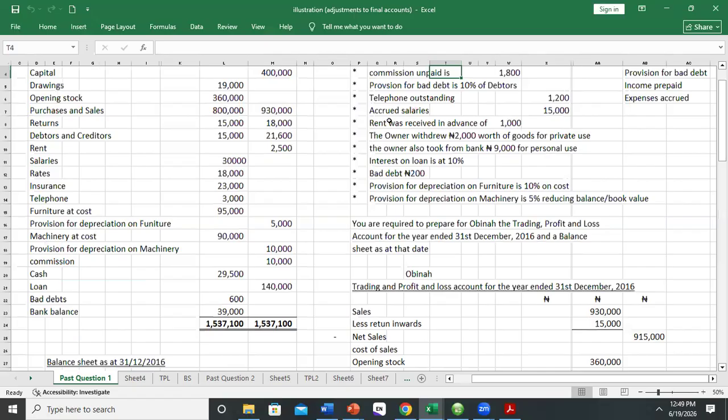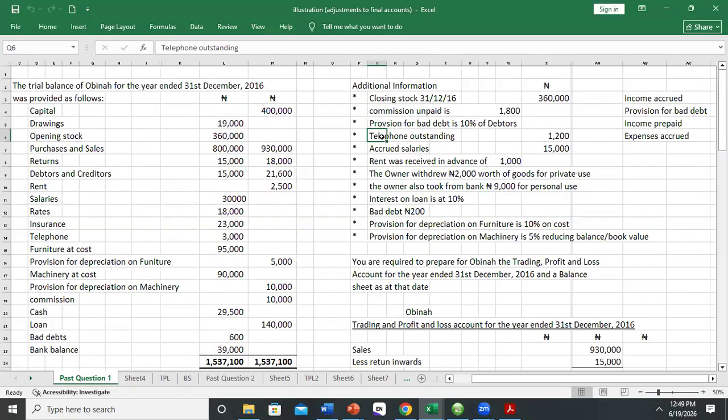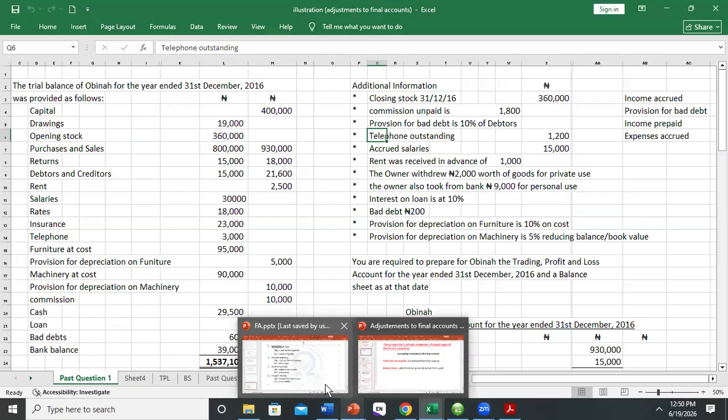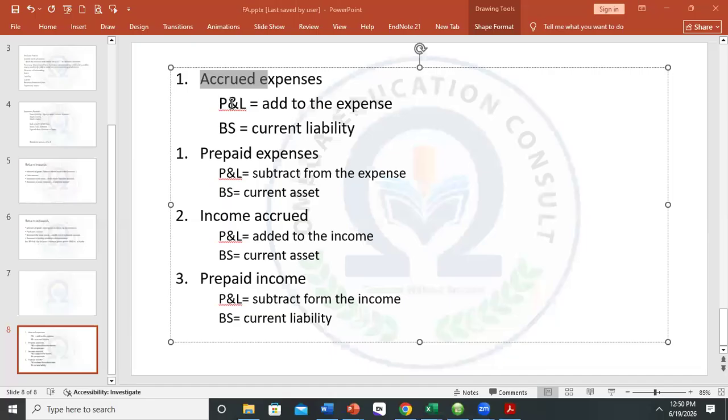Now let's keep the provision for bad debts. Come to telephone outstanding. So let's look for telephone. If you look at it, this is telephone. So telephone is an expense, so there is an expense outstanding. And expense outstanding is the same as expenses accrued or expenses owed. What is the summary about expenses accrued? You add to the expense, and in the balance sheet, it is a current liability.